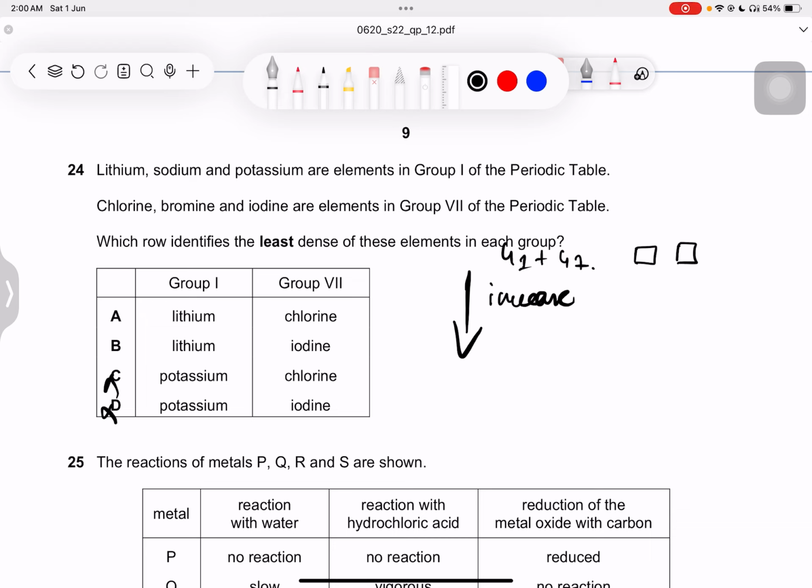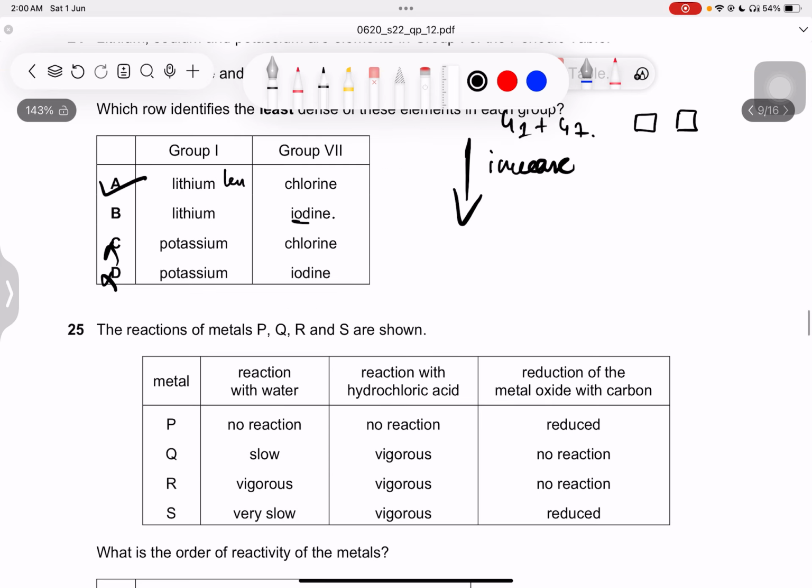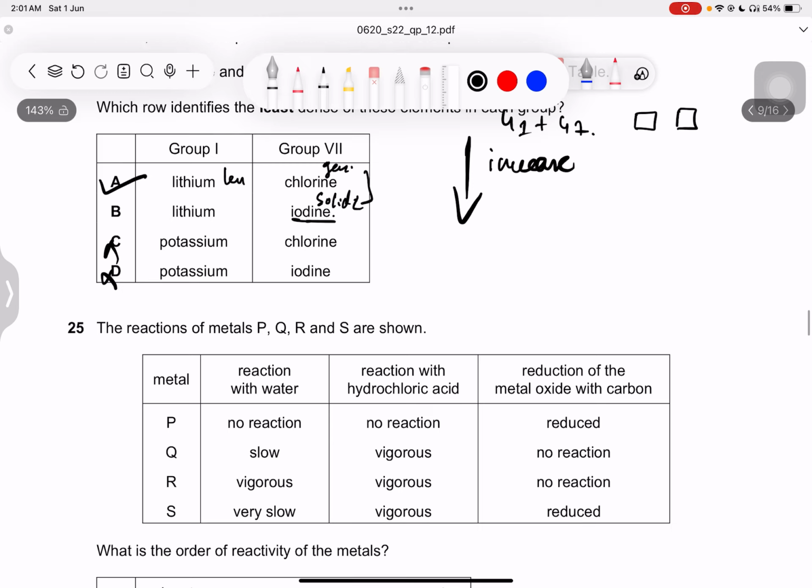Lithium is above potassium, so it is less dense. And iodine is below chlorine, and chlorine is above iodine, so chlorine should be less dense. So option A is correct. Iodine is a solid, by the way, and you already know chlorine is a gas. Solids are denser than gases.